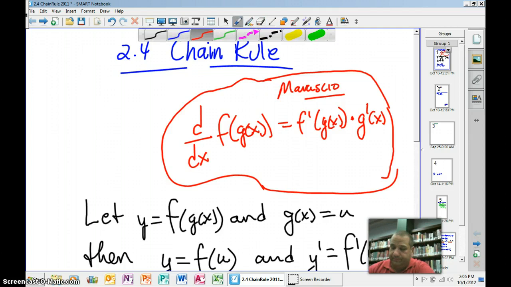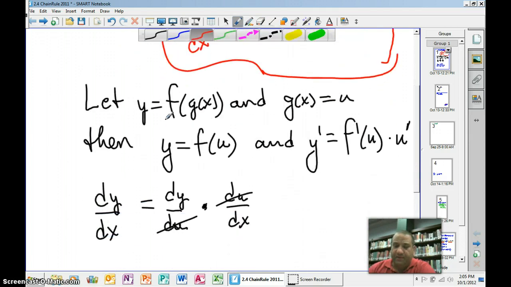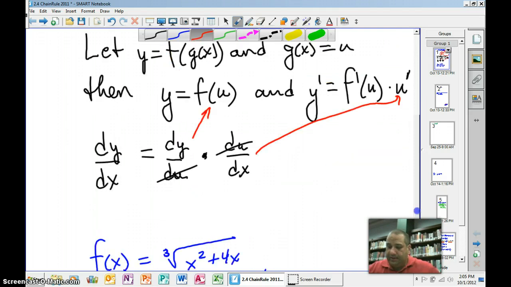We use a substitution method with u to help us. So let me show you one. If you let y equal f of g of x and g of x equals u, then y equals f of u, and y prime is f prime of u times u prime. This is what it looks like when we're talking about different variables. dy/dx is equal to dy/du from here, and then du/dx from here. It's a lot of mumbo jumbo.